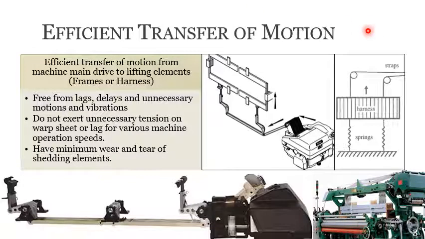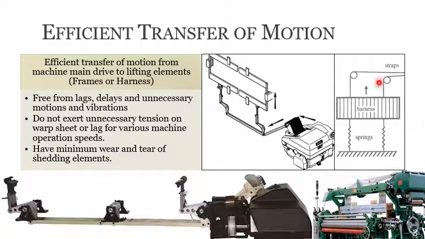Efficient transfer of motion. So first we want to talk about efficient transfer. Efficient transfer means the shading system transfers the motion to the harness for raising and lowering the frames or the harness, like you can see in this figure. The function of the shading system is to transfer the motion, and this motion causes the lifting and lowering of the frames here, here, or maybe here. So if there is no wastage of energy, if all the energy is used only to raise or lower the frame, there are no lags, there are no delays, and there is no unnecessary motion and vibration, then we see that our shading system is efficient.